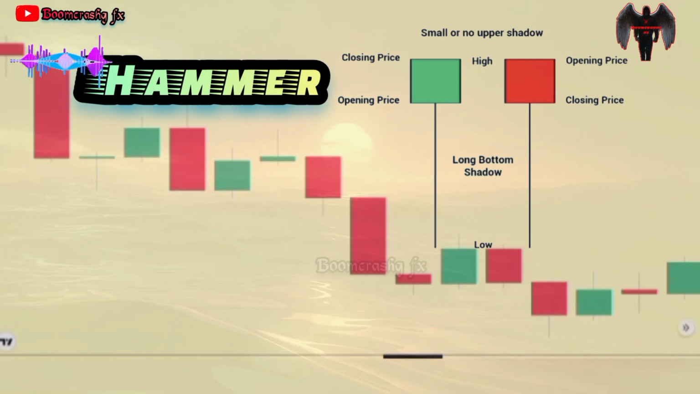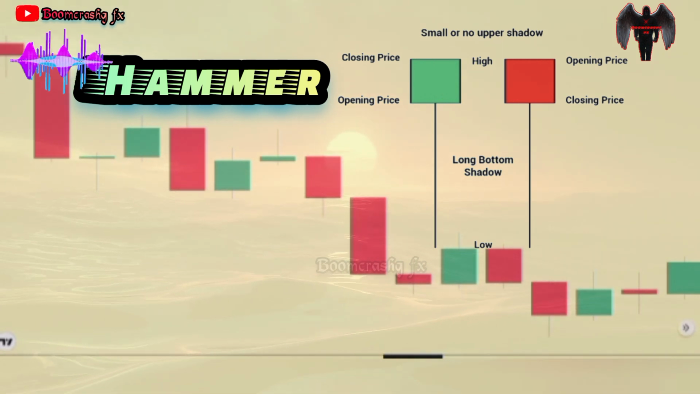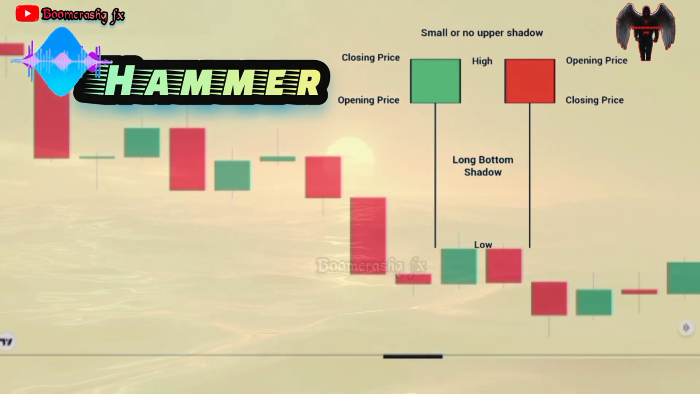The hammer candlestick pattern is actually formed of a short body with a long lower wick and is found at the bottom of a downward trend.